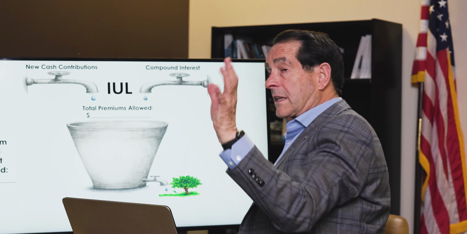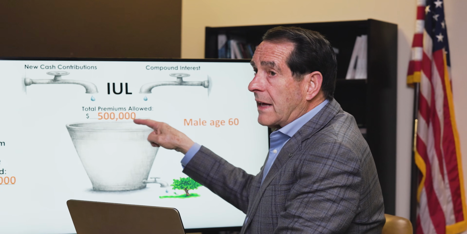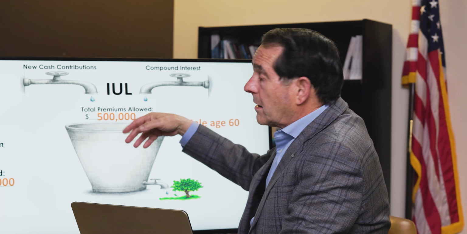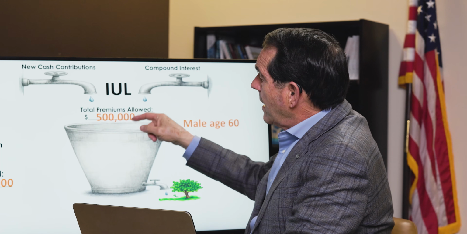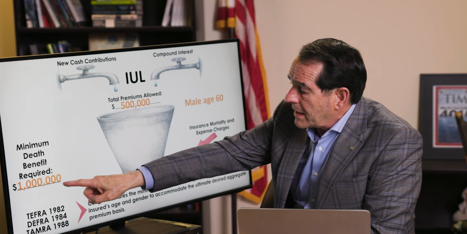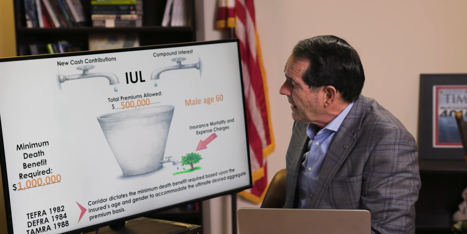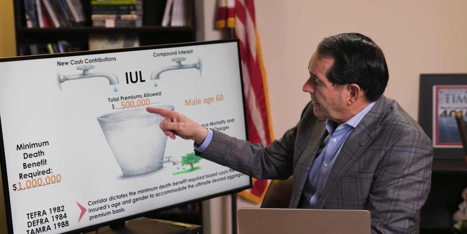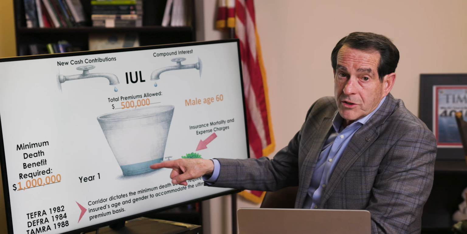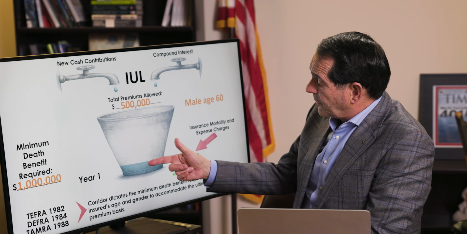So let's use an example of this. If I have a male age 60 and they want to put in $500,000, if they want to be able to access that money and all the growth on it tax-free, okay, under TEFRA and DEFRA, the minimum death benefit now is only about $1 million. Whole life actually requires more life insurance. It's more expensive. And whole life takes 7 years to get this in there. With index universal life, I can actually now get about $125,000 in there the first day of the first year if I have it. The first day of the second year.